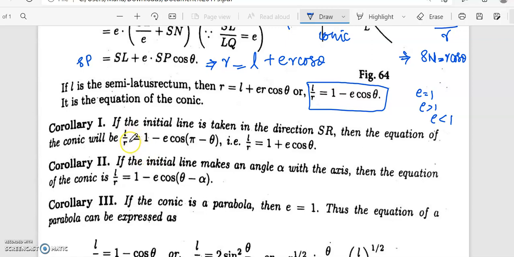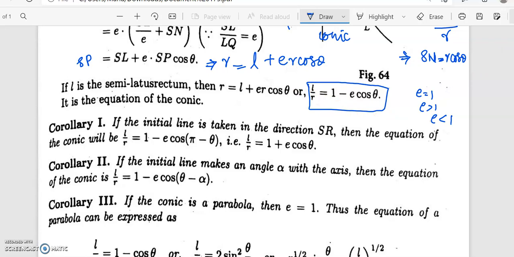So we will get L by R equal to 1 minus E cos pi minus theta. So the equation of the conic will reduce to the form L by R equal to 1 plus E cos theta. So this becomes minus cos theta, so we will get 1 plus E cos theta. And if the initial line makes an angle alpha with the axis, then the equation of the conic will become L by R equal to 1 minus E cos theta minus alpha.